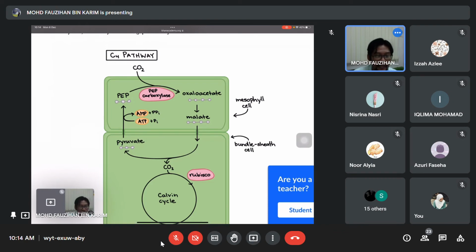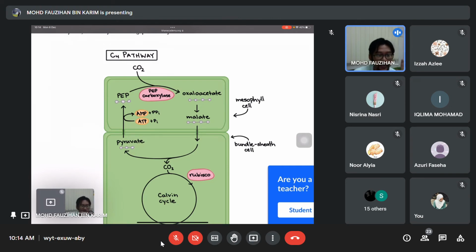There is an enzyme that contributes to the release of carbon dioxide from malate. Malate will release one carbon dioxide and then, after losing one carbon dioxide, become a 3 carbon molecule, which is called pyruvate. Pyruvate will go up and enter the mesophyll cell with the help of ATP, and become phosphoenol pyruvate again.